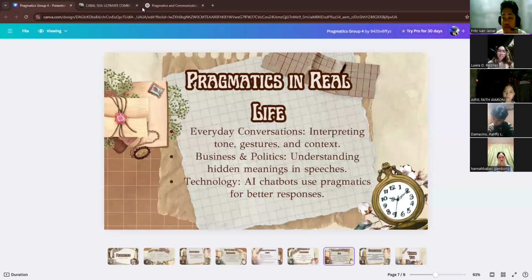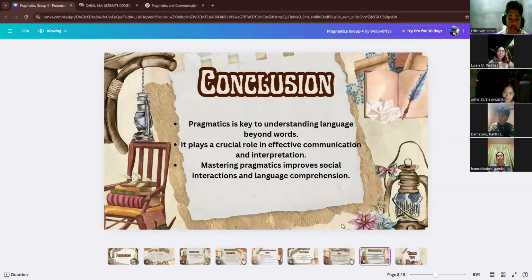Okay, so thank you so much for that. Now, the conclusion of our report: pragmatics is key to understanding language beyond words. Pragmatics helps us interpret meaning based on context, tone, and social cues, allowing effective communication beyond literal words.